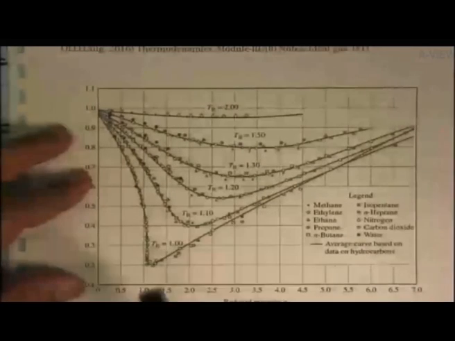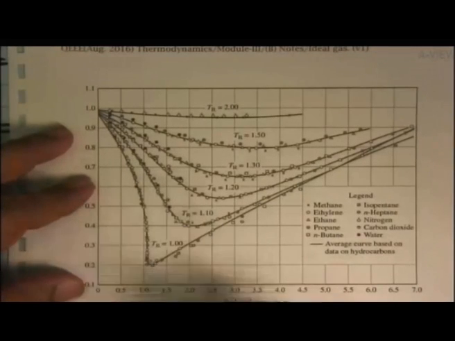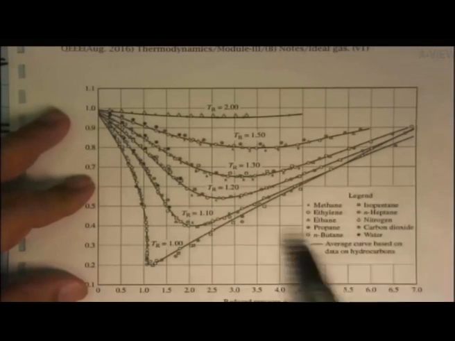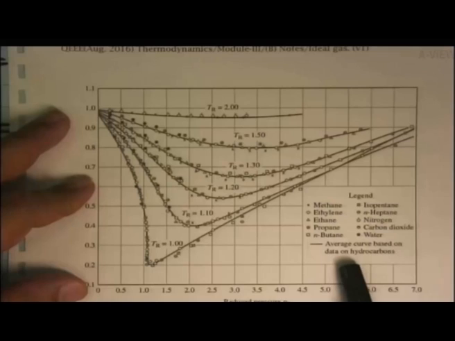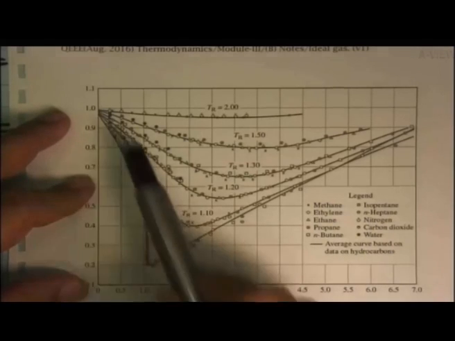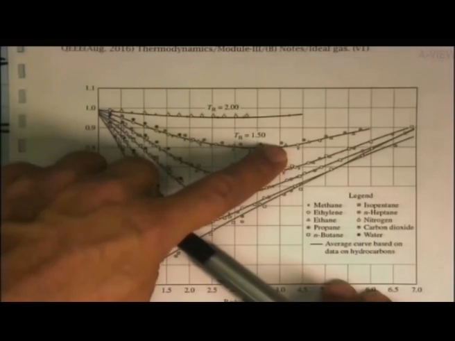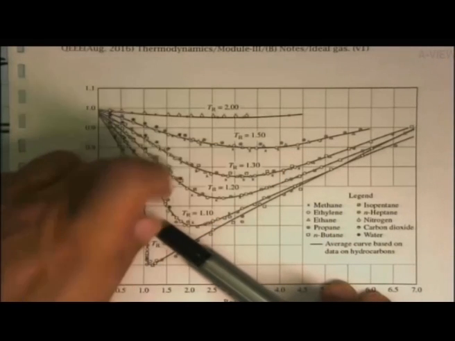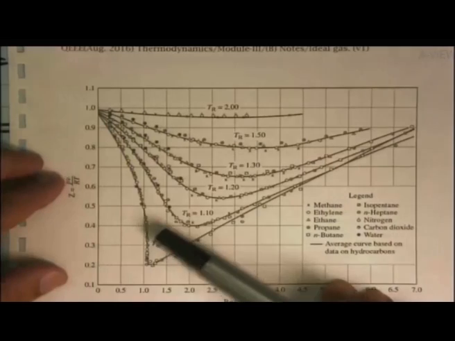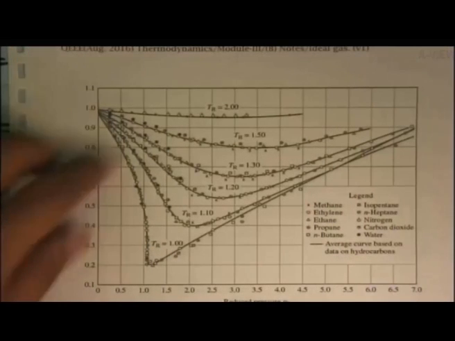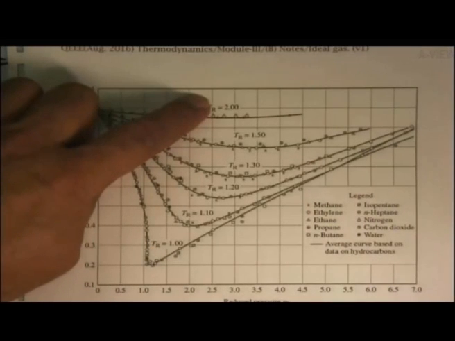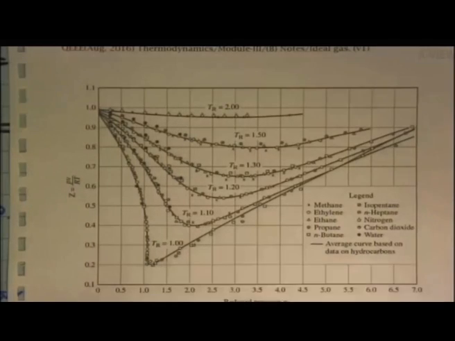So this is the reason why the generalized compressibility chart, as this is known, is so nice. That irrespective of what materials you are looking at, and there are so many of them here, all their properties can be described by one family of equations, which is based on reduced pressure and reduced temperature. So that's what we have here.